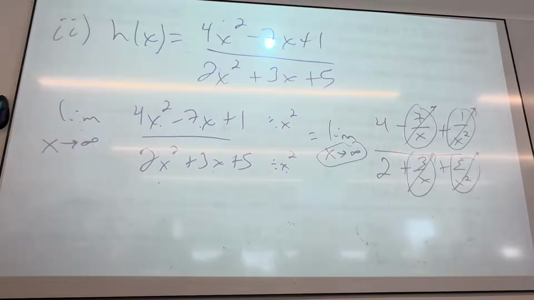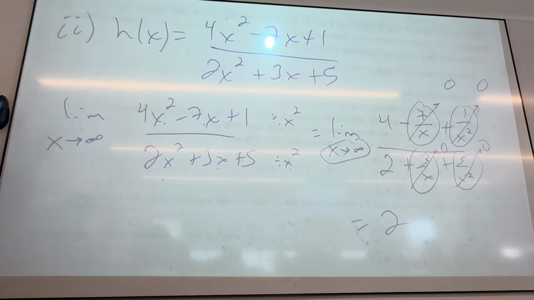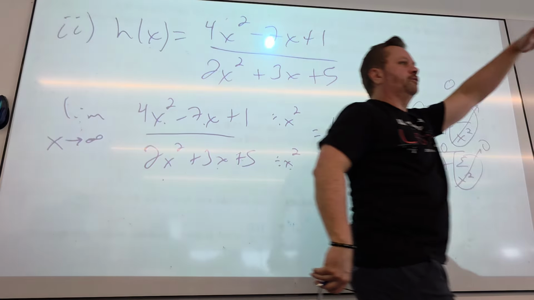Each one of those approaches 0, which is a fact we just talked about. If the bottom grows faster than the top, it goes to 0. So what's the only thing left alive then? 4 divided by 2 is 2. So there's going to be a horizontal asymptote at 2.